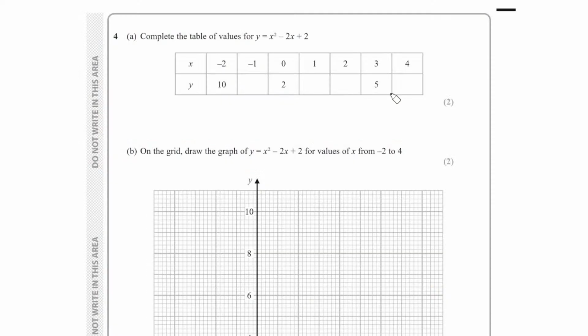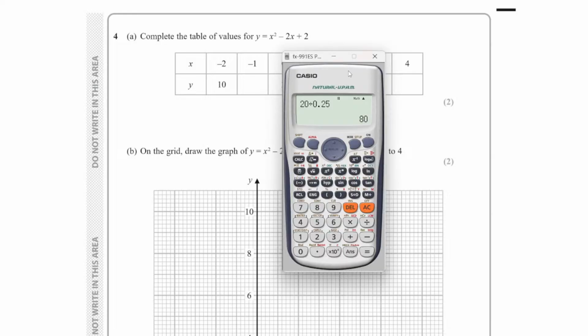So now that we have got a calculator, let me try and get my calculator back. There we go.